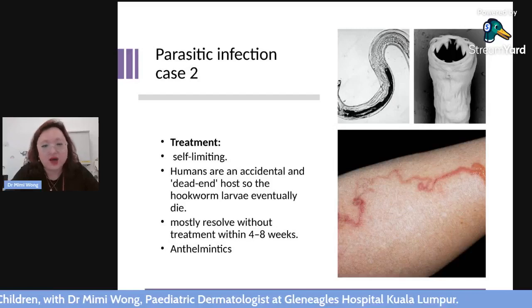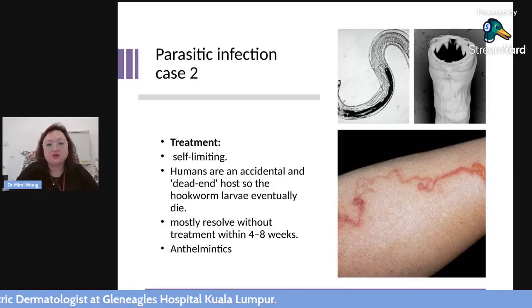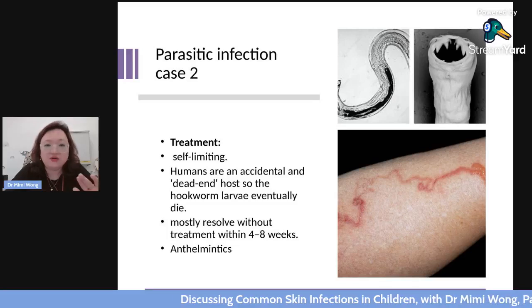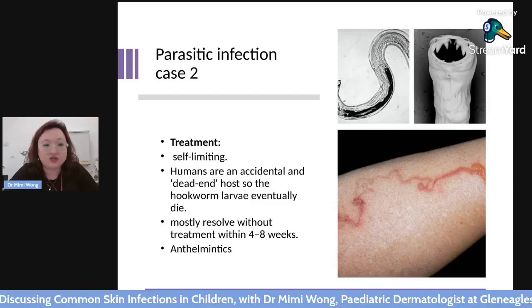How do we treat them? Most of the time, surprisingly, it is self-limiting because we humans are not meant to be the host of this kind of hookworm. It's like a dead-end host, so however far they want to travel or migrate, the hookworm larvae will eventually die in the skin.